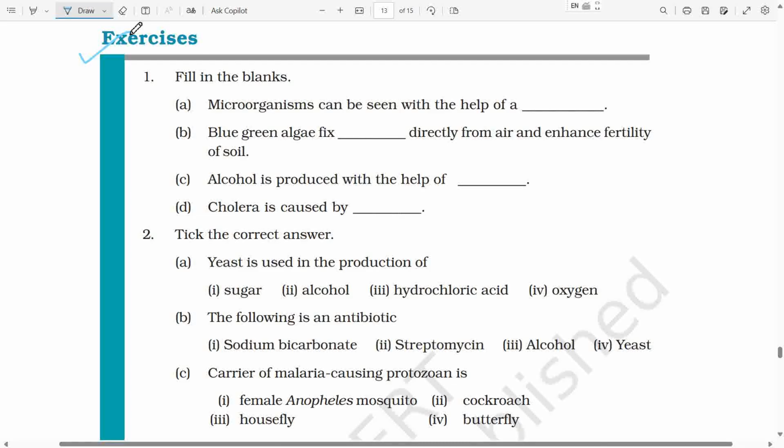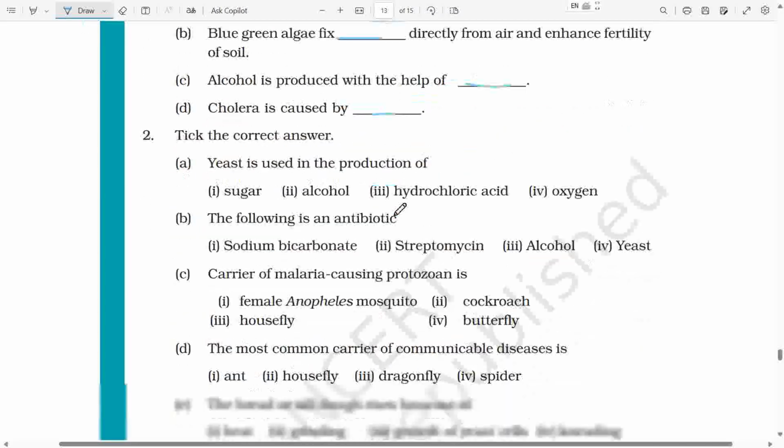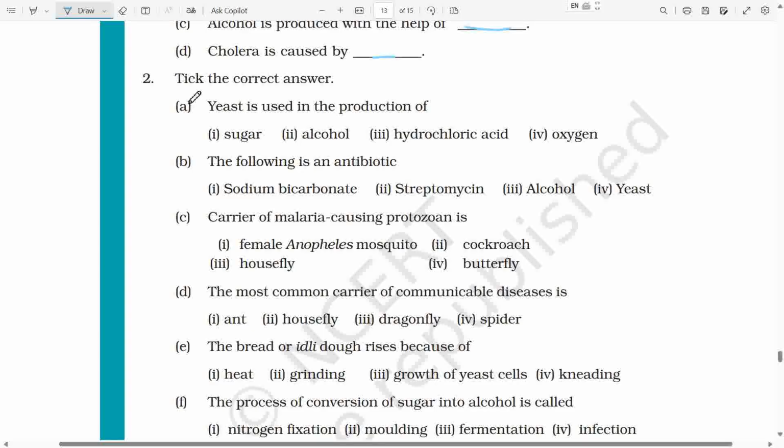Page 29. Exercises. 1. Fill in the blanks. A. Microorganisms can be seen with the help of a blank. B. Blue-green algae fix blank directly from air and enhance fertility of soil. C. Alcohol is produced with the help of blank. D. Cholera is caused by blank.